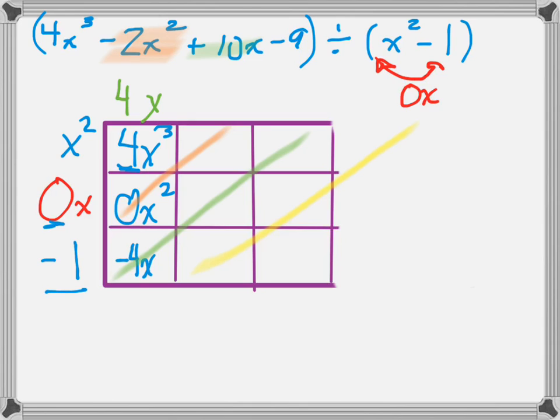Now, let's look at the orange diagonal. The orange diagonal is going to create a negative 2x squared. We have 0x squared, so what would need to complete it? A negative 2x squared. So what is the middle row going to be this time again? It's going to be 0. This time x.